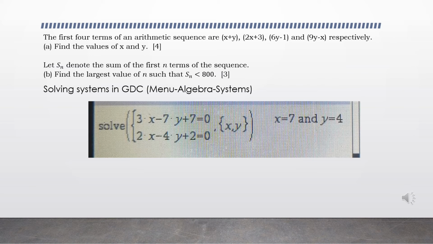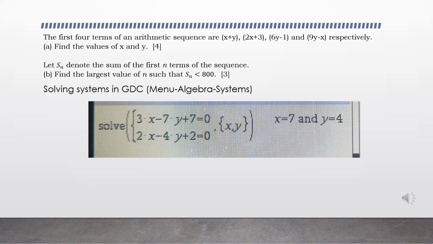We solve for x and y using systems of linear equations. There are two ways by which we can do that: solving it using substitution or by elimination. So that is an algebraic process. Another thing is just using your GDC. You can find systems of linear equations in this command menu: algebra, and systems.